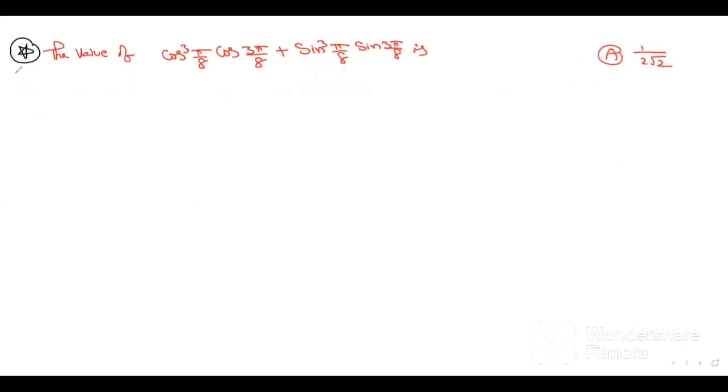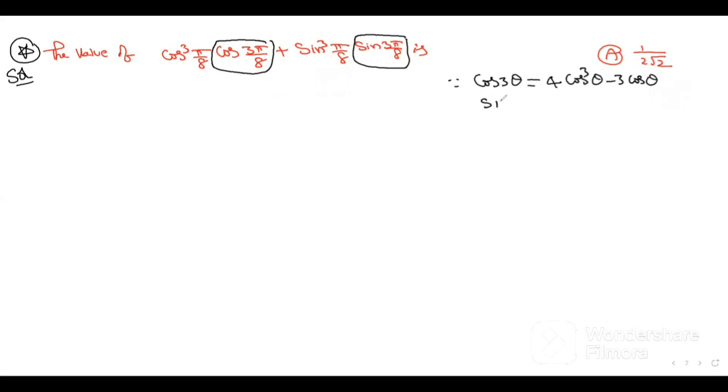Okay, now I'm going to explain the next question. Cos cube pi by 8 into cos 3 pi by 8 plus sin cube pi by 8 into sin 3 pi by 8. Here we should apply cos 3 theta and sin 3 theta. Okay, we have the cos 3 theta formula, 4 cos cube theta minus 3 cos theta. The sin 3 theta formula is 3 sin theta minus 4 sin cube theta.